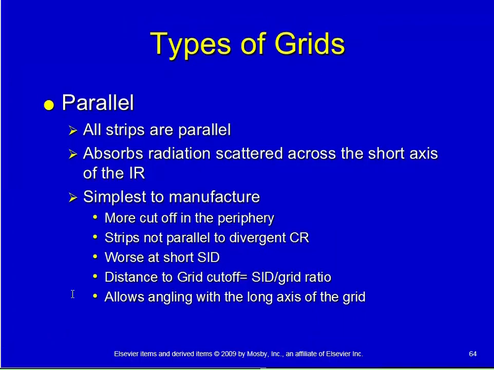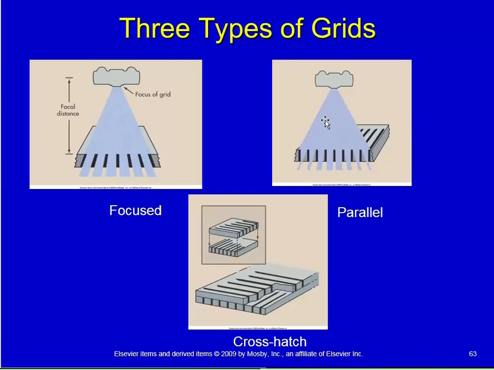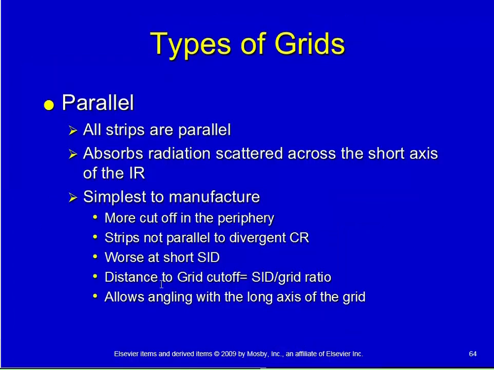It gets worse at short SID. So going back to this, if you can imagine backing your central ray up, then what you use is more of the center of the central ray. So grid cutoff in the periphery is less significant at increased SIDs, but if we were to drop our SID down to, let's say, this distance, then to cover this much of the grid, we're going to have much more divergence. So the more the beam diverges, the more cutoff you're going to have in the periphery. So it gets worse at decreased SID on a parallel grid.